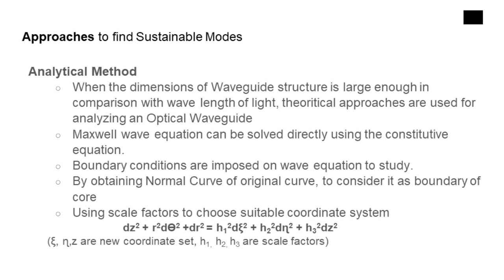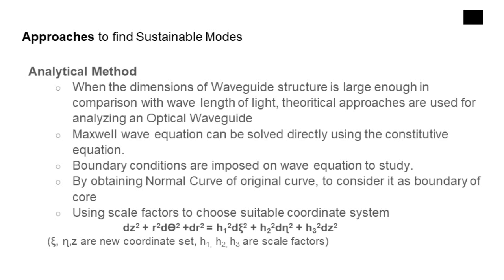When the dimension of the waveguide structure is large enough in comparison with the wavelength of light, we can use the ray theoretical approach for analysis of the optical waveguide. Assuming that the wavelength of light is much smaller than the dimension of the waveguide, the general electromagnetic wave equation can be reduced to the eikonal equation, which determines the wave propagation in the guide. Maxwell wave equation can be solved directly using the constitutive equations. For the analysis of the waveguide, the boundary conditions are imposed on the wave equation. This is in fact a special case of a more general problem known as an eigenvalue problem, also used in quantum mechanics and other fields.